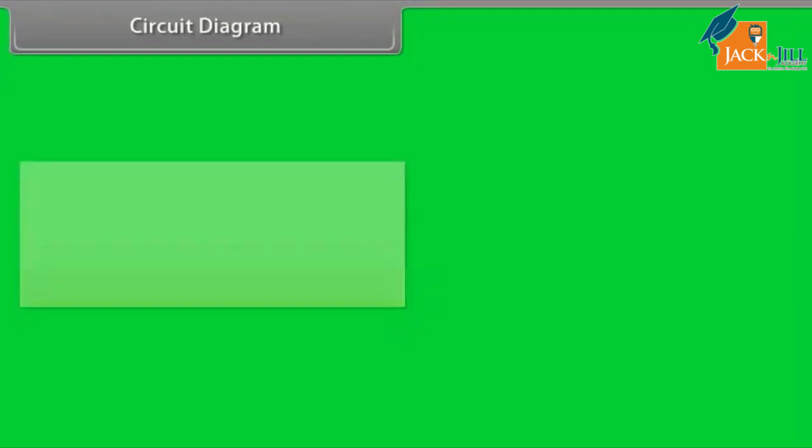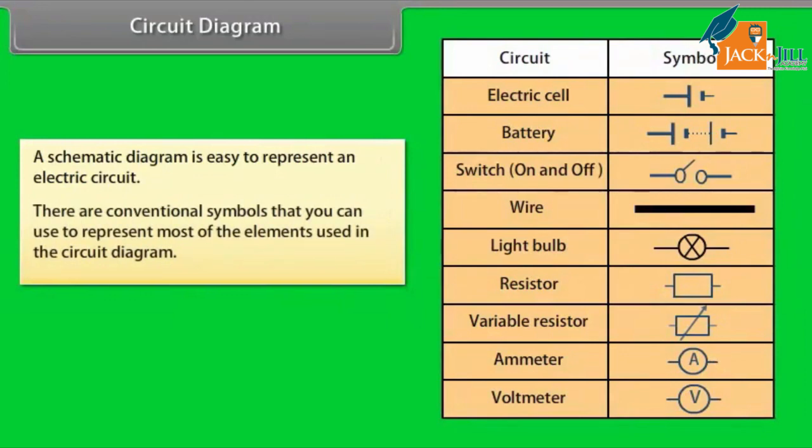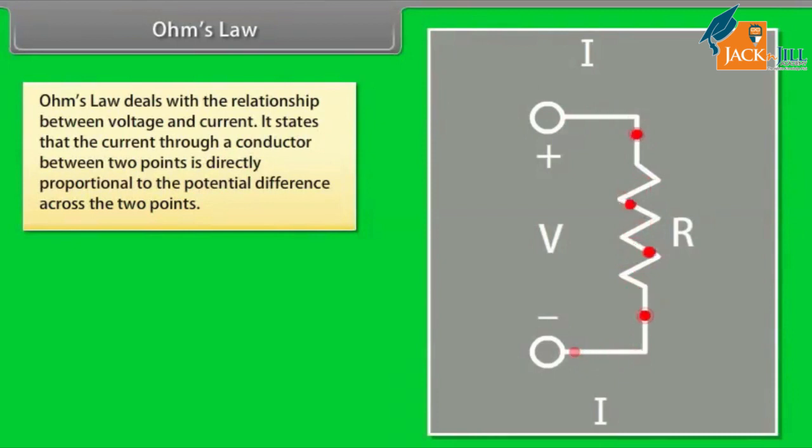Circuit diagram. A schematic diagram is easy to represent an electric circuit. There are conventional symbols that you can use to represent most of the elements used in the circuit diagram. The symbols are shown. Ohm's law. Ohm's law deals with the relationship between voltage and current. It states that the current through a conductor between 2 points is directly proportional to the potential difference across the 2 points.